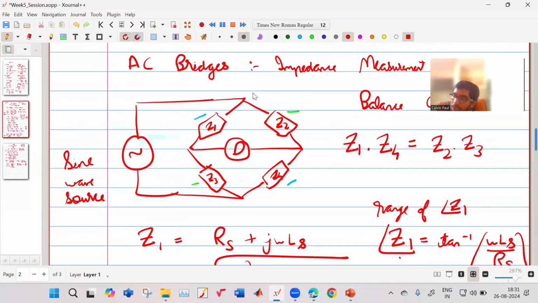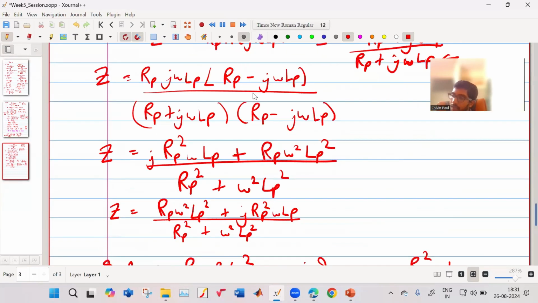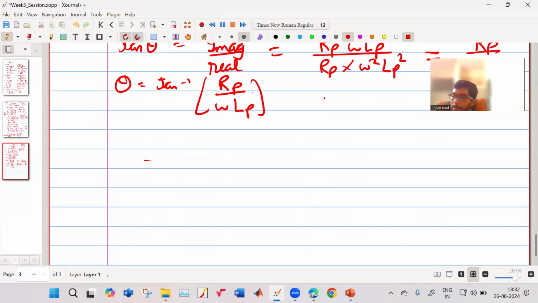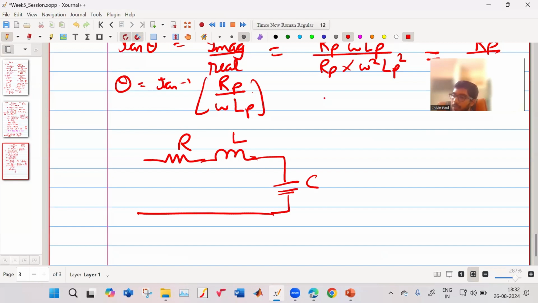Now, I'll ask you a question. If I have a resistor R, an inductor L, and a capacitor C, what will be the angle of this Z? 0 degrees, sir. Why? Both cancel out, sir.